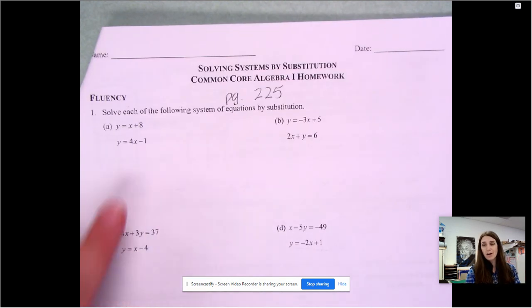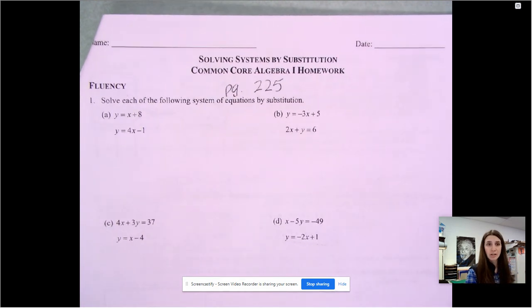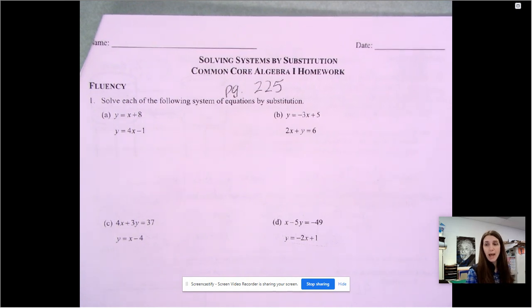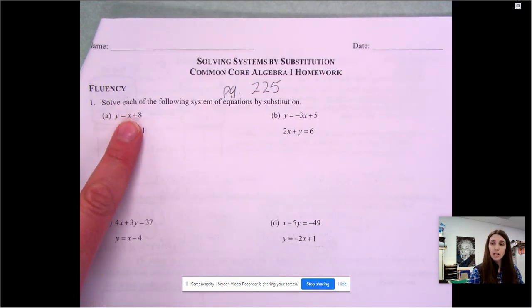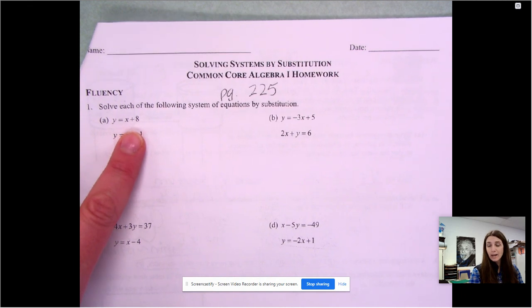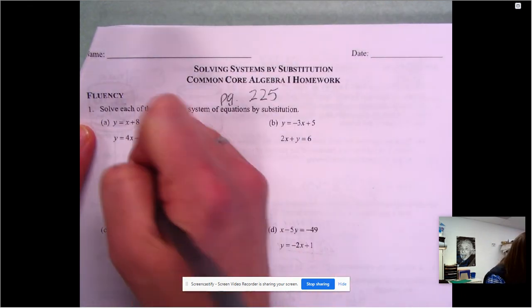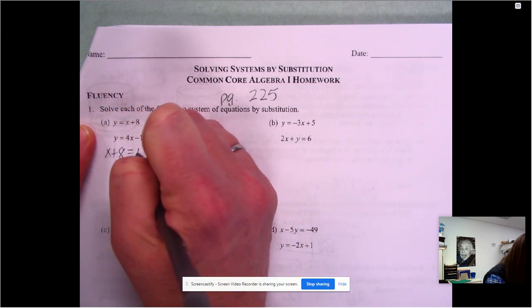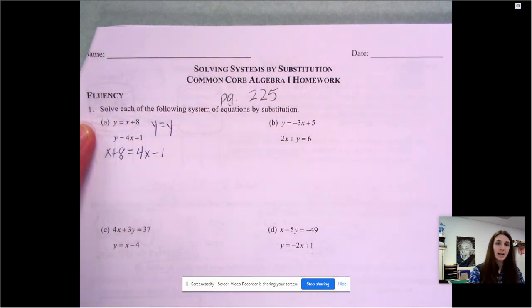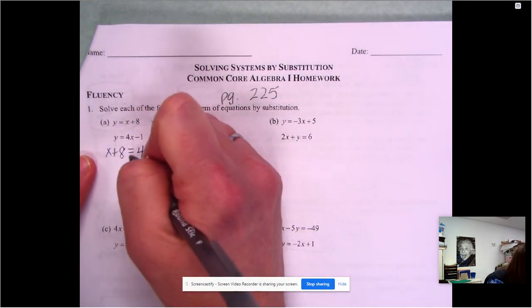Okay. All right. So if you wanted to go over this homework, let's take a look at letter 1A. We have 2 equations that both have y alone. So again, that equality, y equaling y, we can set both of those expressions that are equal to y, equal to each other, and solve from there.